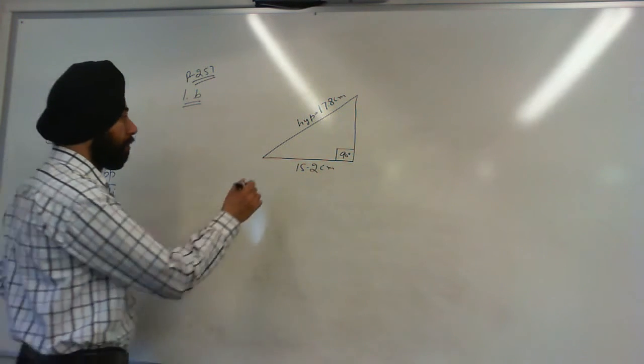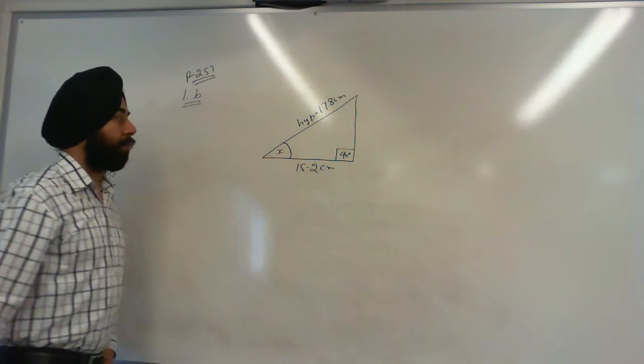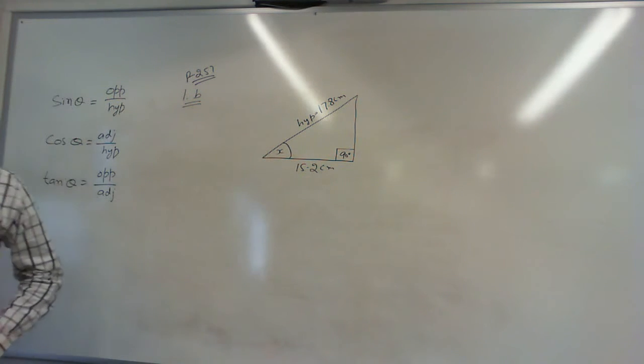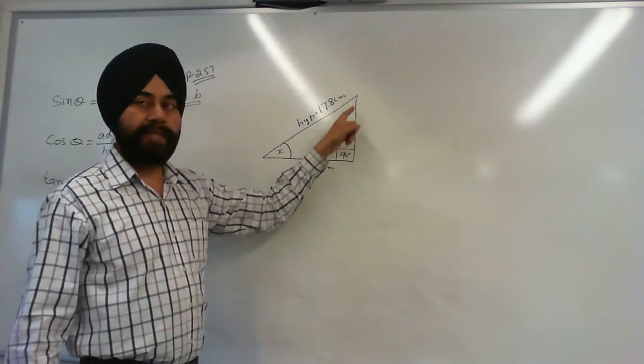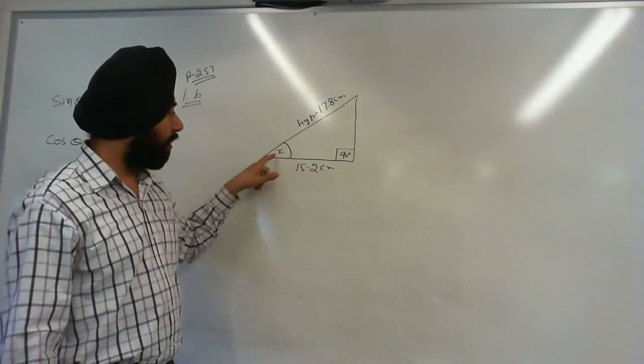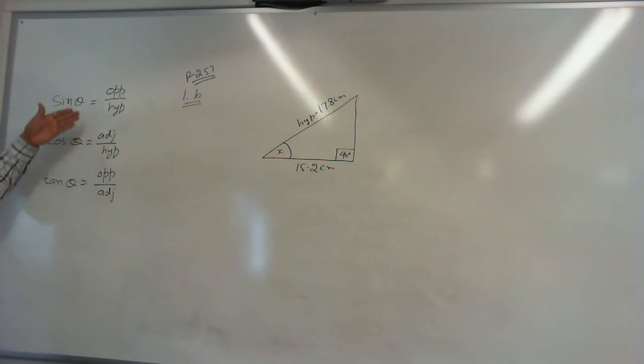And the angle is not given. This is given as x. You have to find the angle. In the previous problem, we had to find the length of the side. Now we have to find the angle. You can find the angle using the same formulas, these ones.